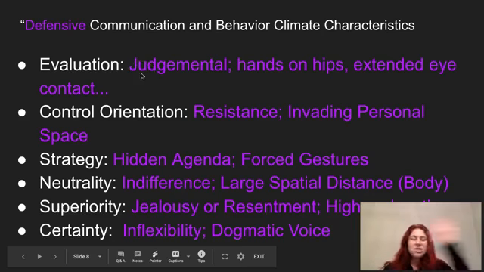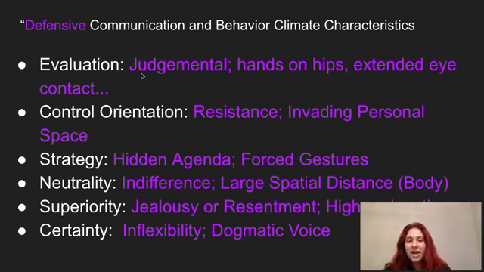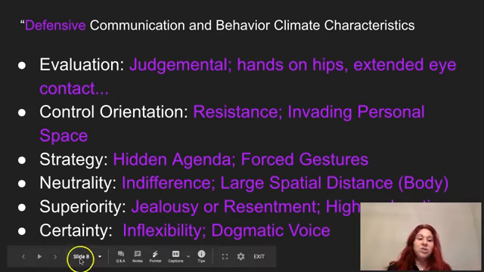Okay, now here is a bunch of different behaviors and communications associated with a defensive climate characteristic, meaning a competitive environment. I noticed that in the textbook, it had a lot of information, and a couple of key behaviors were things like keeping really long eye contact and putting your hands on your hips. These were behaviors associated with defensive communication and behavior characteristics, which again can totally be associated with competition.